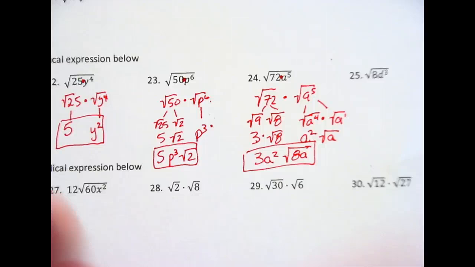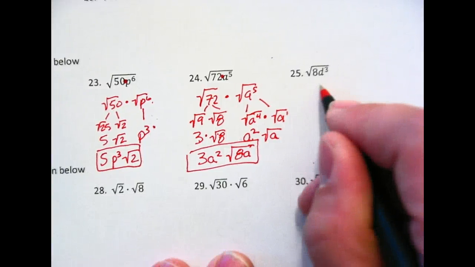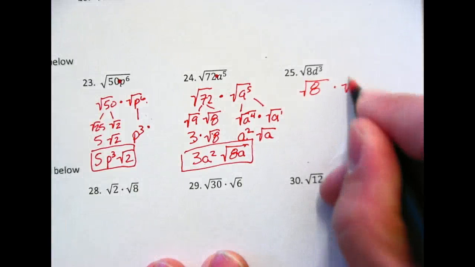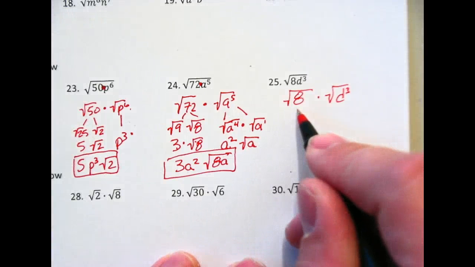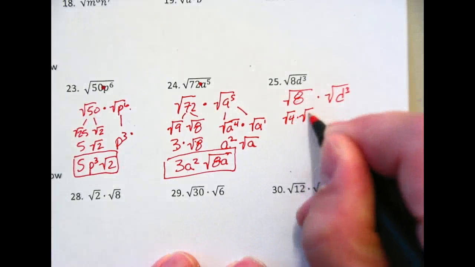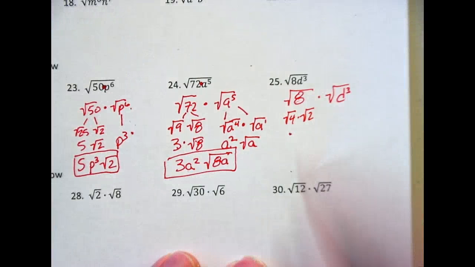Hey guys, anytime you have an odd number, you take the closest even number. So like this one right here, let's break it apart. We have root 8 and we have root d cubed. Okay, root 8. What is root 8? Mackenzie? Root 4 by root 2, which becomes 2 root 2.